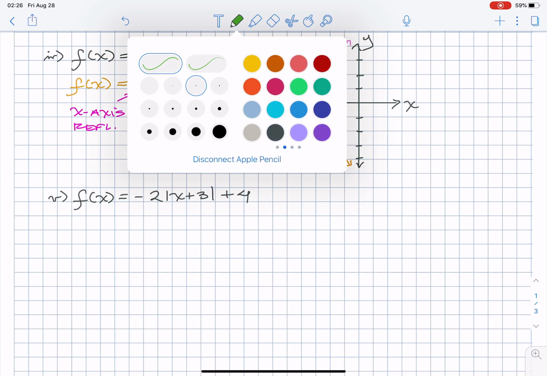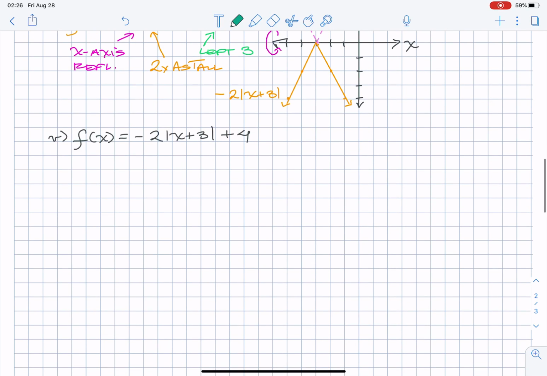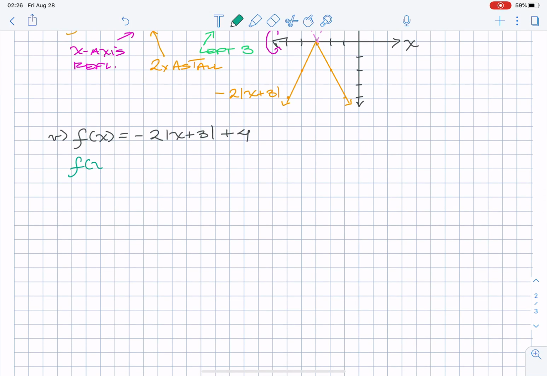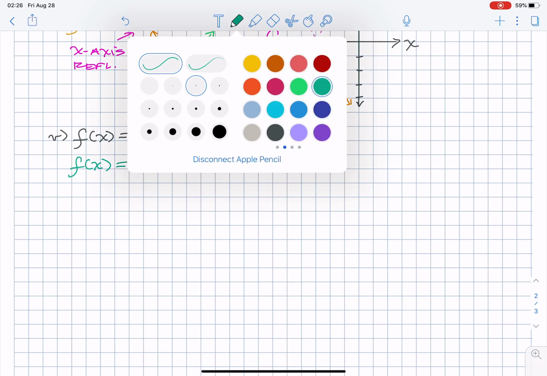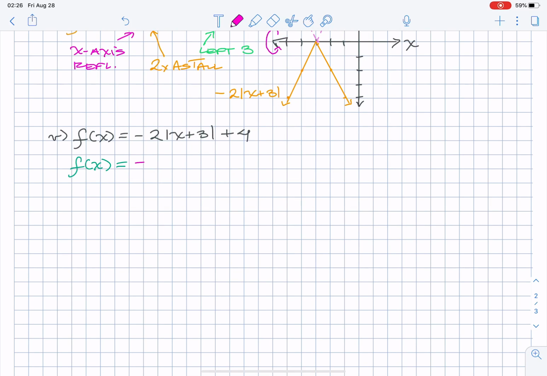But green is reserved. Oh well, I'll do a dark green graph. How about that? Okay, so we have that f of x is equal to minus 2 times the quantity x plus 3, and now I've got the addition of 4.